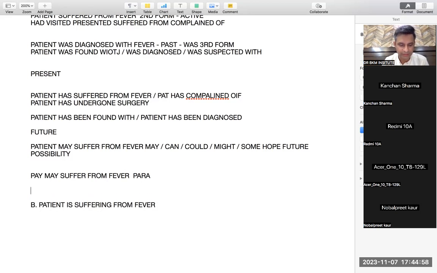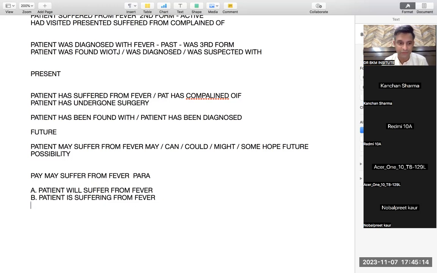A option says patient will suffer from fever. Last thing I'm asking you, that is where you will understand how tenses are important in reading. A, patient will suffer from fever. C, patient has fever. D, patient has high risk of fever.